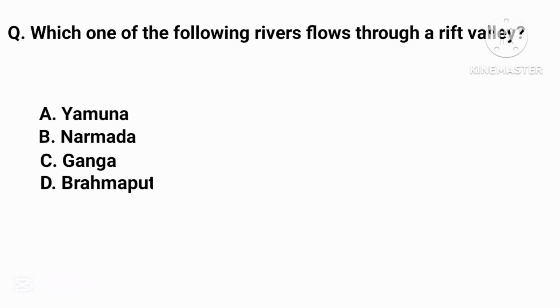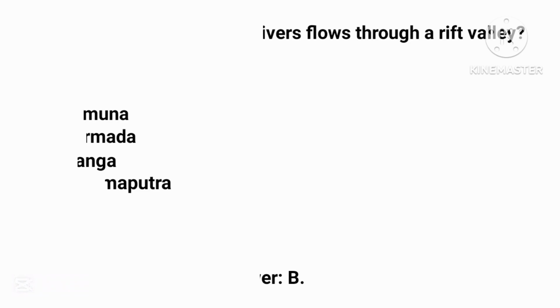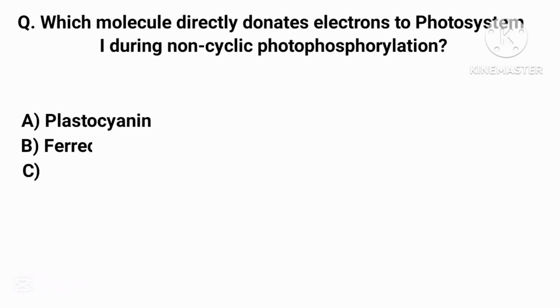Which one of the following rivers flows through a rift valley? Not relevant question, but correct answer is option B, Narmada River. Which molecule directly donates electrons to photosystem 1 during non-cyclic photophosphorylation? Correct answer is option A, plastocyanin.